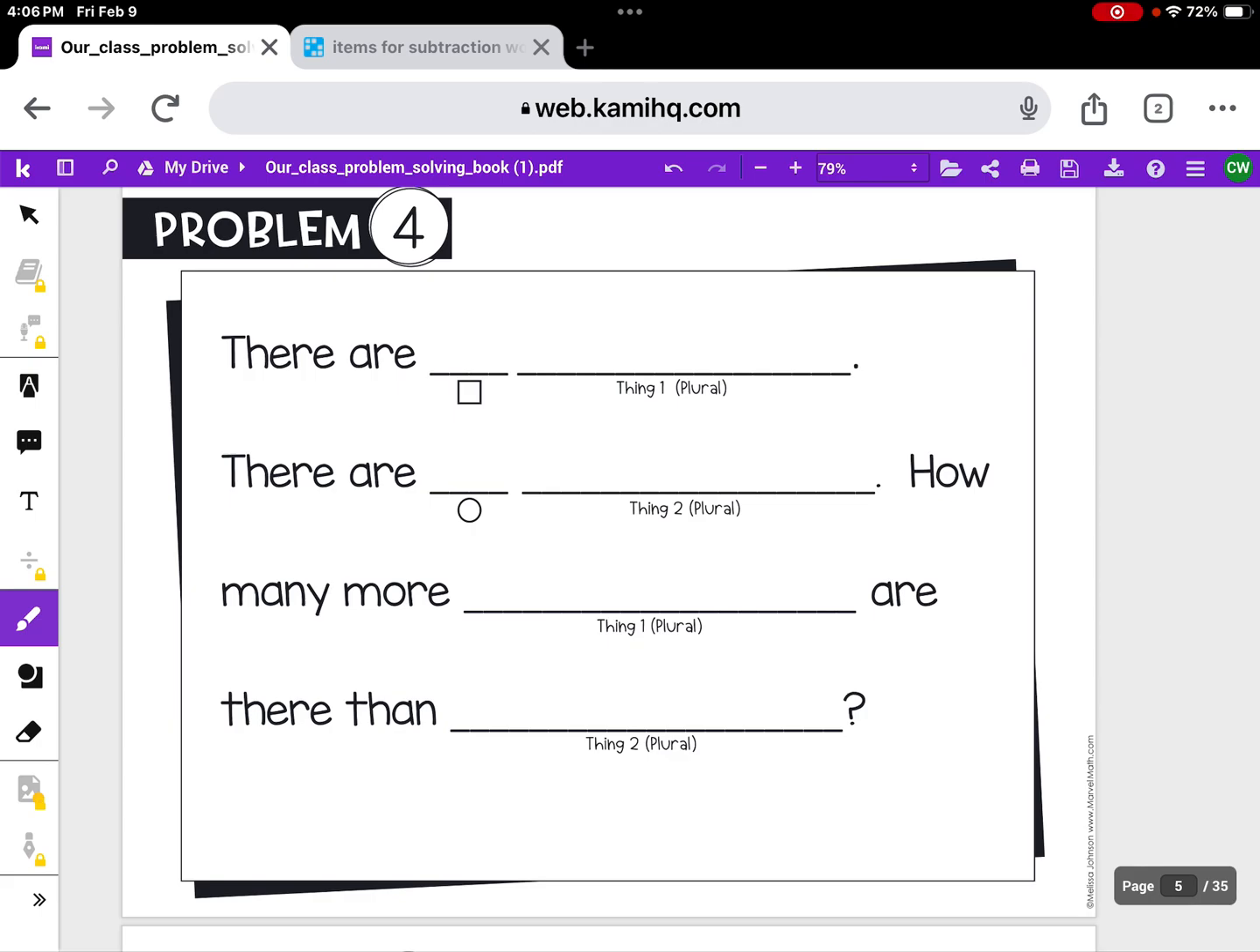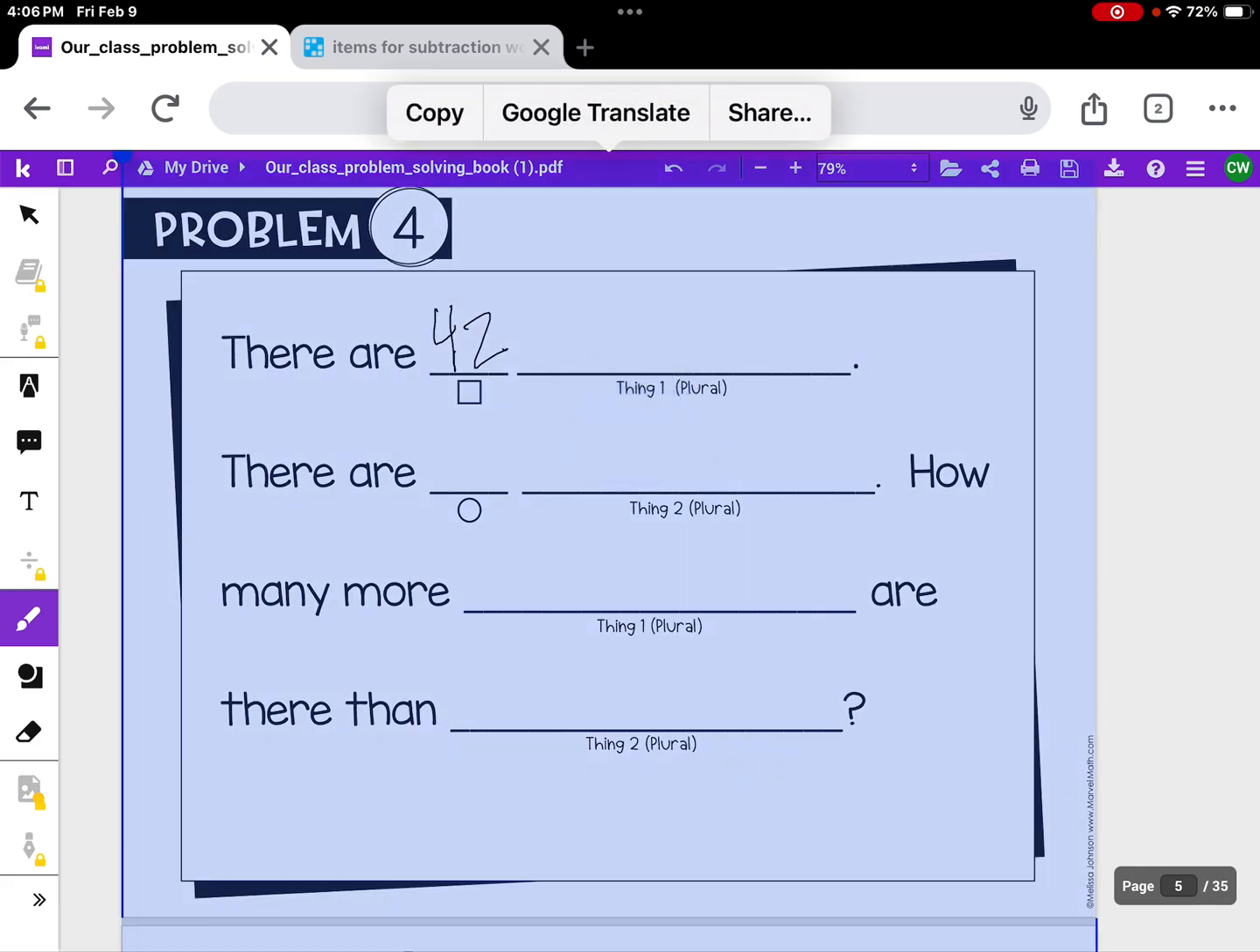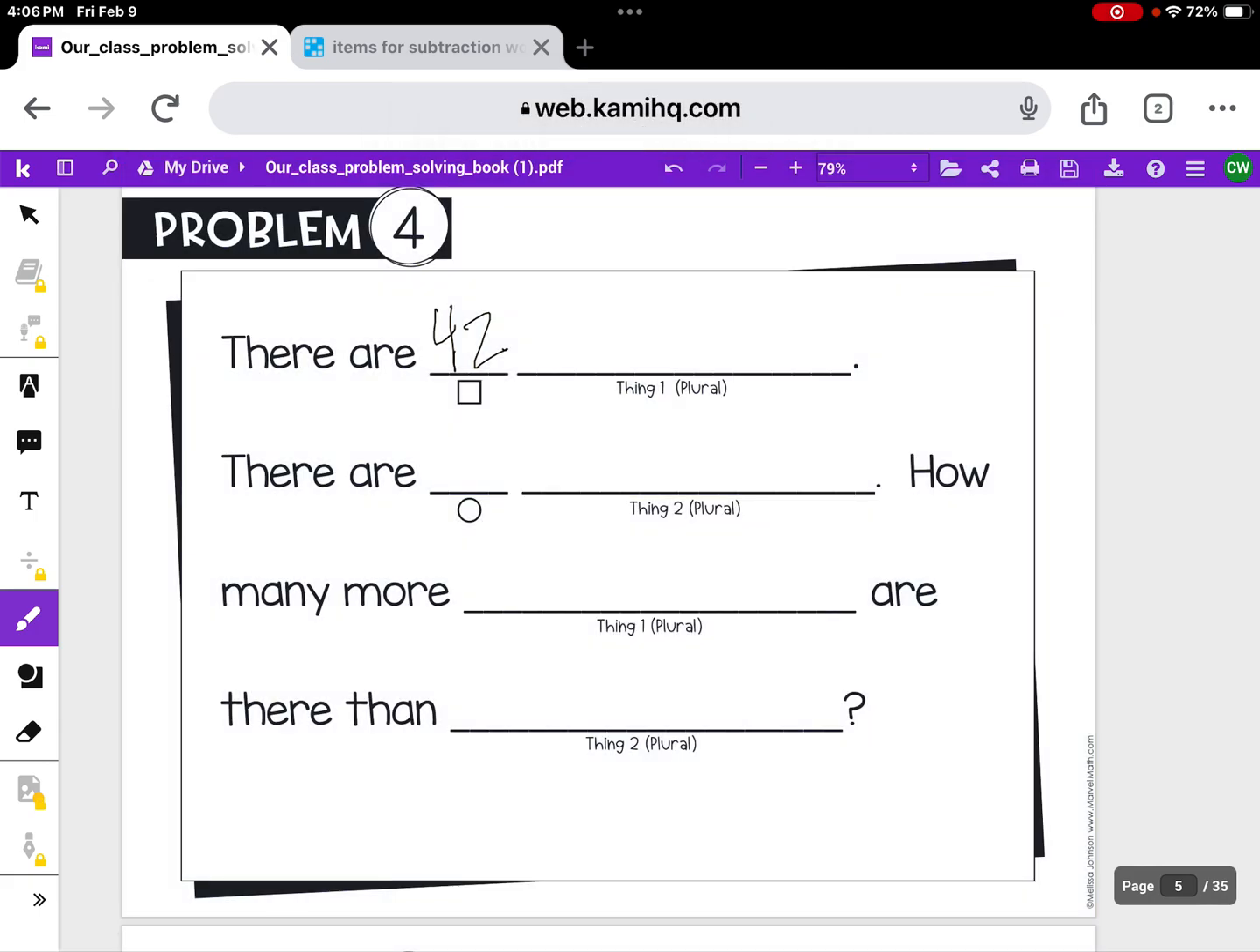So let's do 42. So there are 42, and then I have to have things. But first I'm going to think about the amount for the other thing that I'm talking about. So I'm going to say my other number is going to be 37. All right, so there are 42.